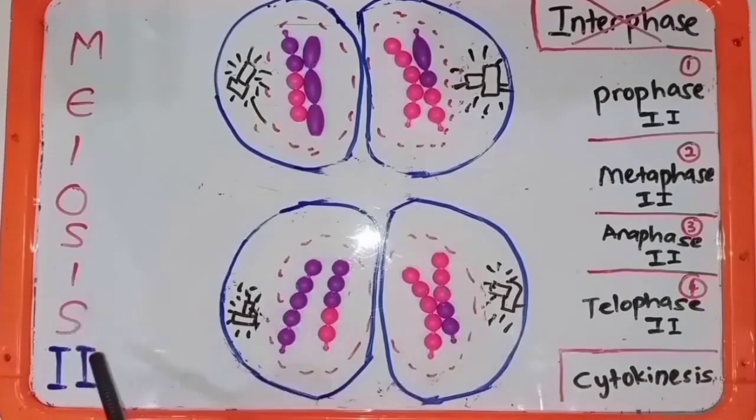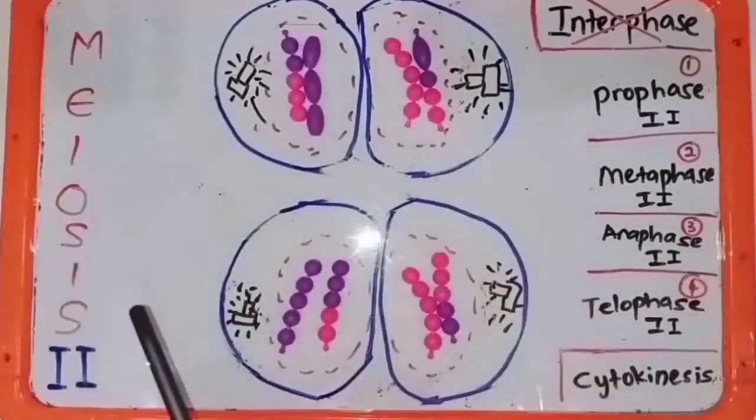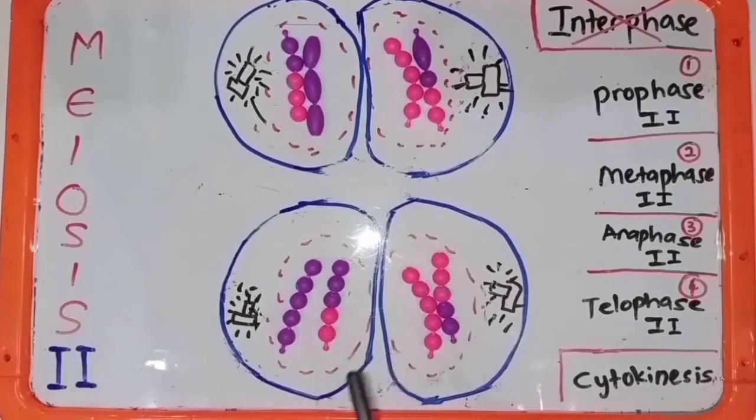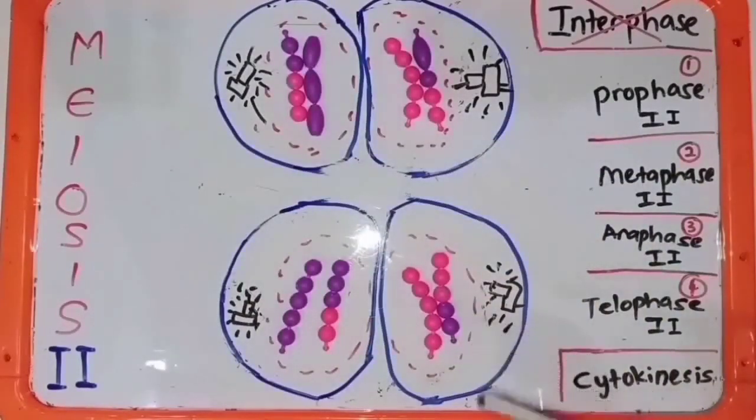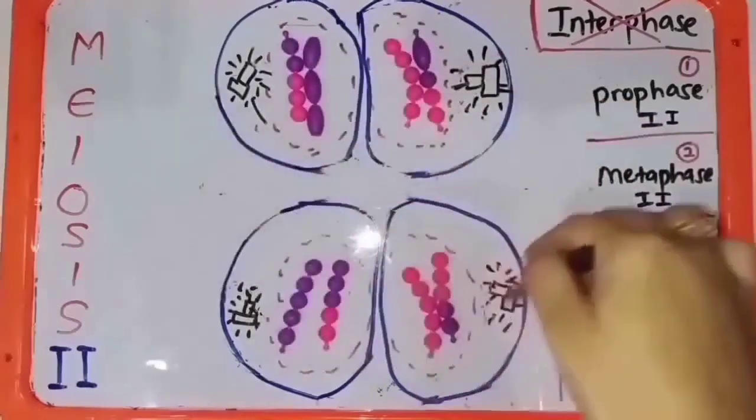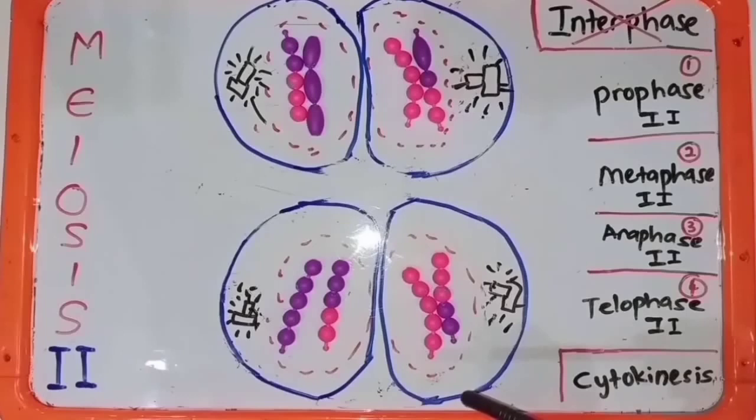Most of the steps of meiosis 2 resemble the steps in mitosis. In meiosis, 4 daughter cells are produced from 1 parent cell. However, in mitosis, only 2 daughter cells are produced from the parent cell. The daughter cells produced in meiosis have genetic variations. The genetic variations among the daughter cells are due to crossing over, random fertilization, and independent assortment of the chromosomes.